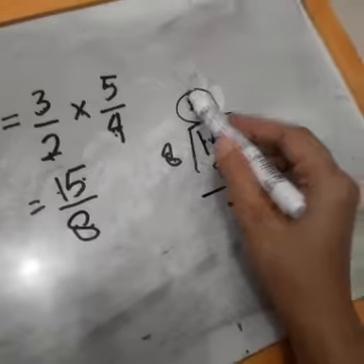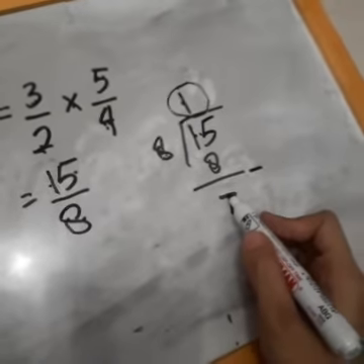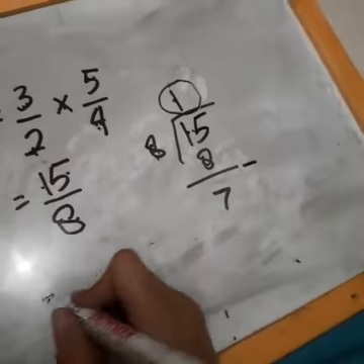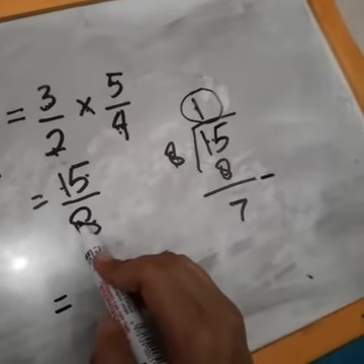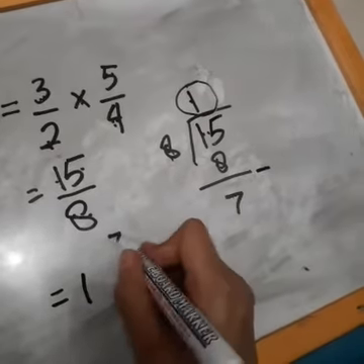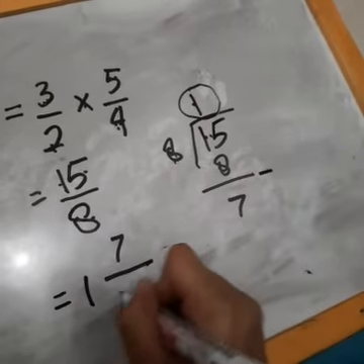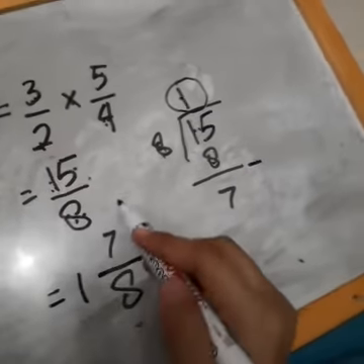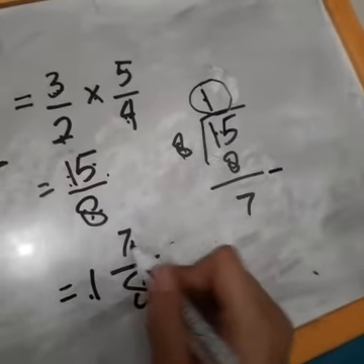1 as the whole number, 7 as the numerator, and 8 as the denominator. So 15/8 we can write as 1 7/8. 15/8 is the same as 1 7/8.